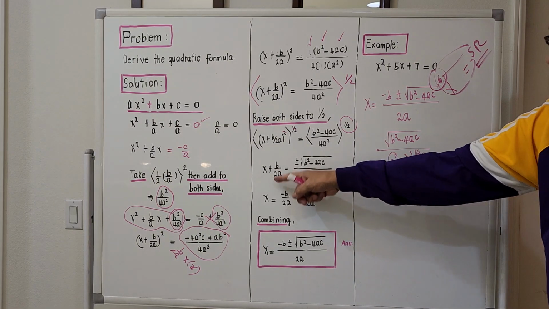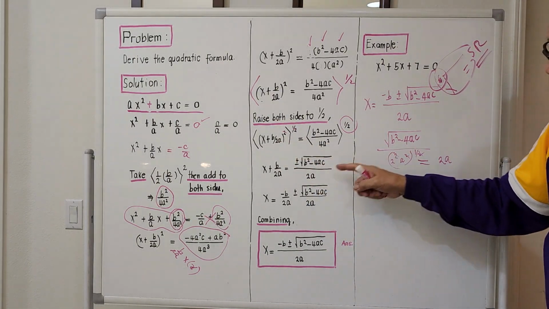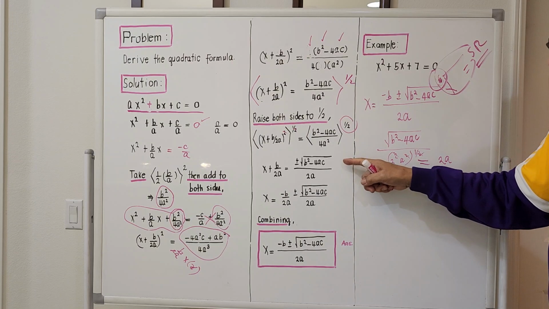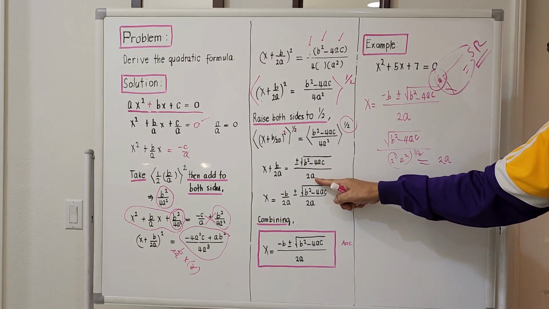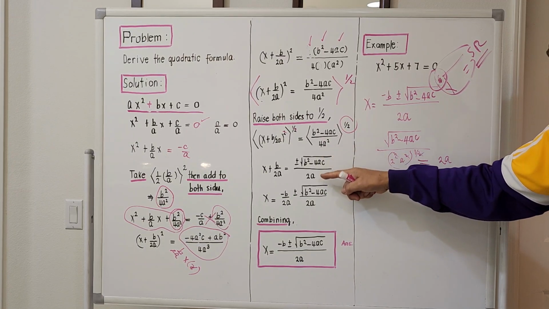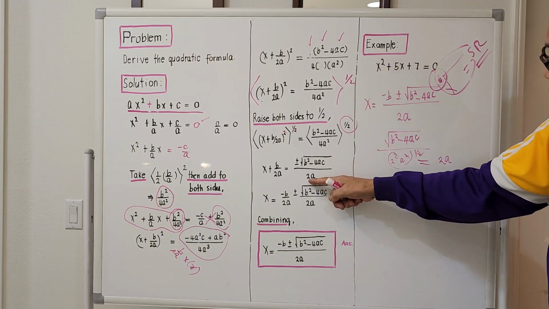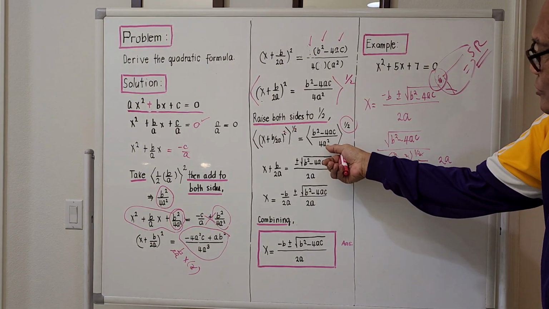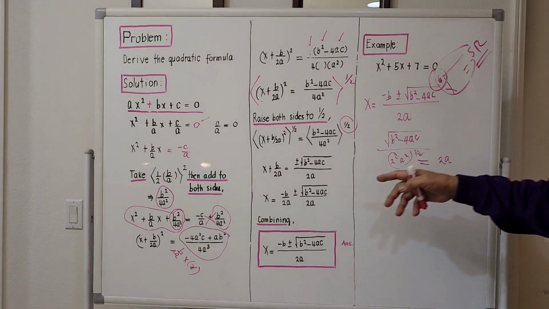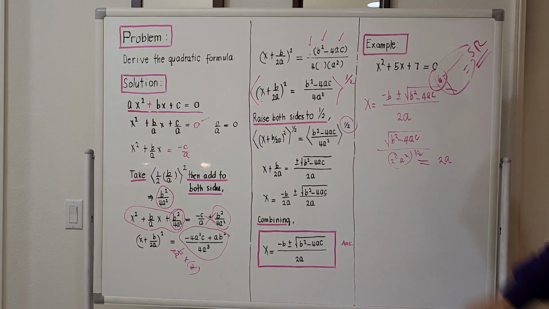So x plus b over 2a should be plus or minus the square root of b squared minus 4ac, over the square root of 4a squared, which is actually 2a. They are perfect squares. 2 is a perfect square, a is a perfect square, so the square root will be simply 2a. Because if we square this one, what comes out is 4a squared. So the square root of 4a squared is just 2a.